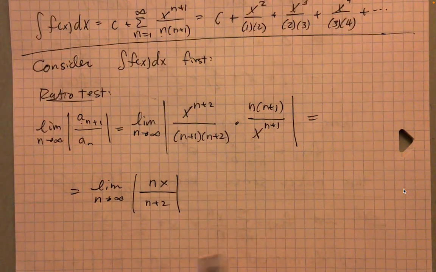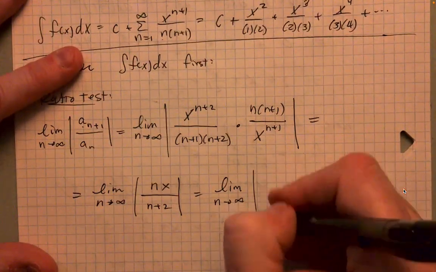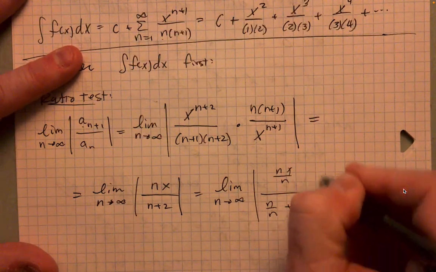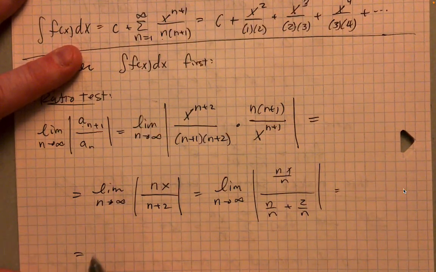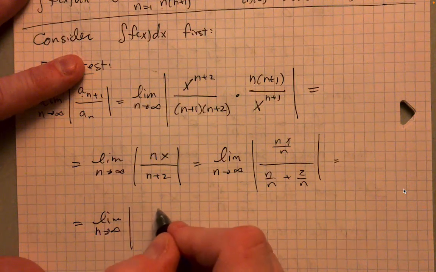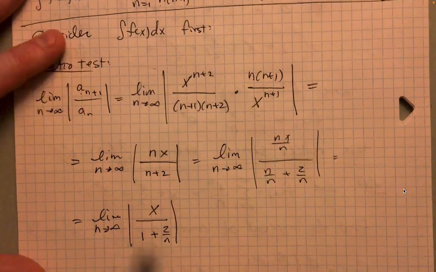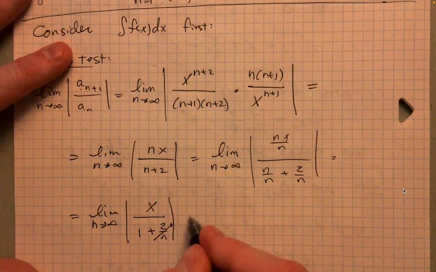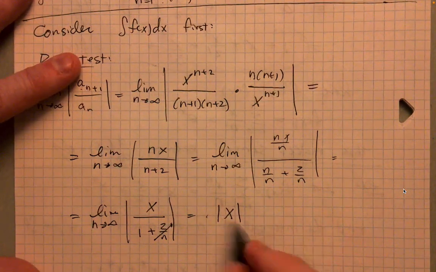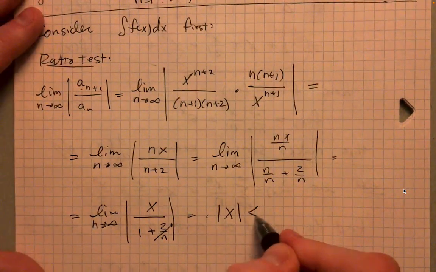You can do the same exercise as in the previous examples that we've done, where we divide everything by n. So nx over n divided by n over n plus 2 over n. Right, and you get the limit as n goes to infinity of the absolute value of x over 1 plus 2 over n. So when n gets really large, this goes to 0, and this is basically equal to the absolute value of x. Right, and in order for the series to converge, this has to be less than 1.